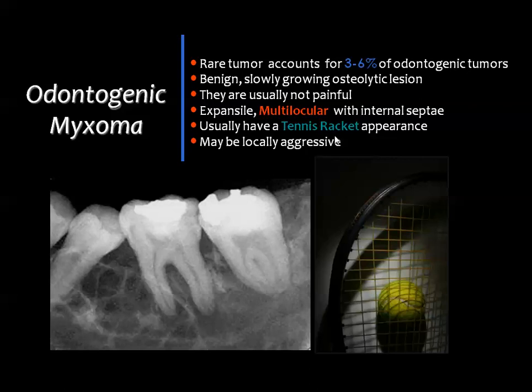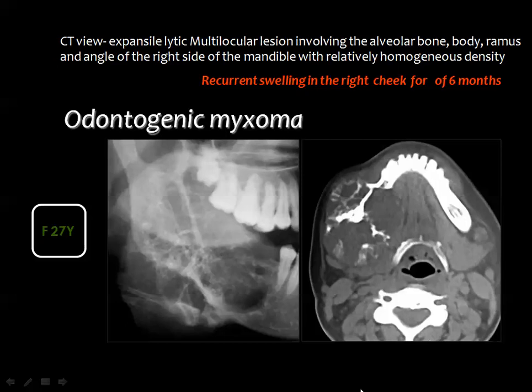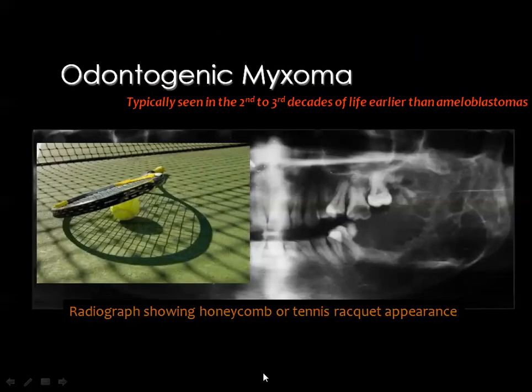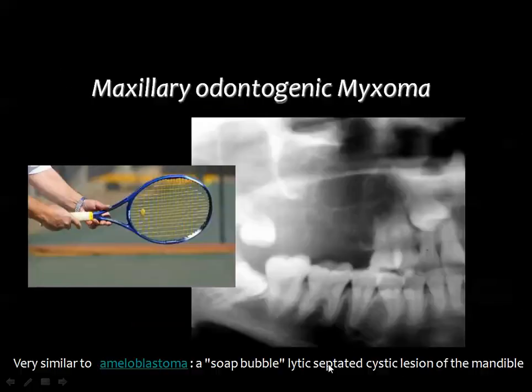This lesion may be locally aggressive. And you see here an expanding lesion with multiple internal septations, by X-ray and by CT scan. This is also an odontogenic myxoma of the left side of the mandible, an expanding lesion with multilocular appearance. And this is an odontogenic myxoma in the maxillary side, and you see the more or less similarity to the tennis racket appearance.